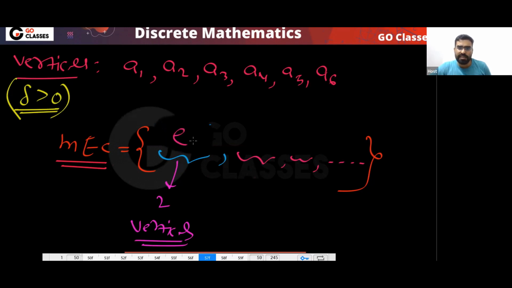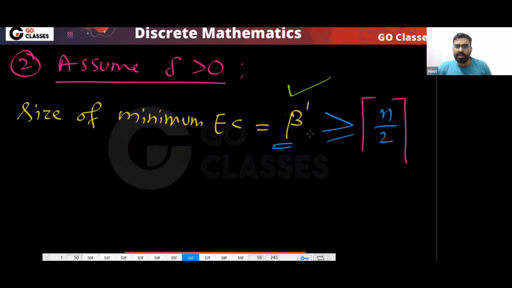If I take one edge, E1, it will give you 2 vertices. So minimum 3 we need: 2 vertices, 2 vertices, 2 vertices. There can be more. So remember, this beta dash should be greater than or equal to ceil of N by 2. Can I say that beta dash is equal to ceil of N by 2? No, this is not correct.